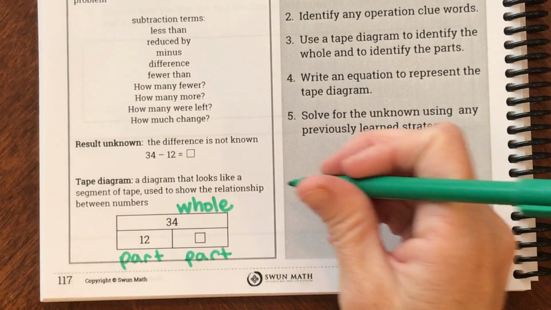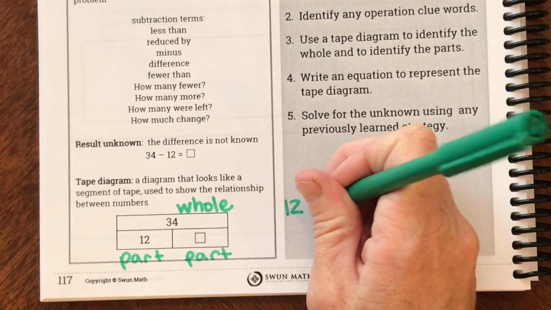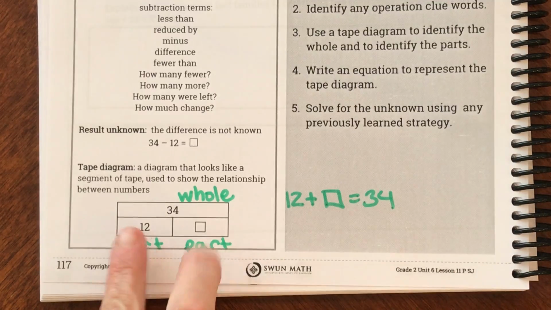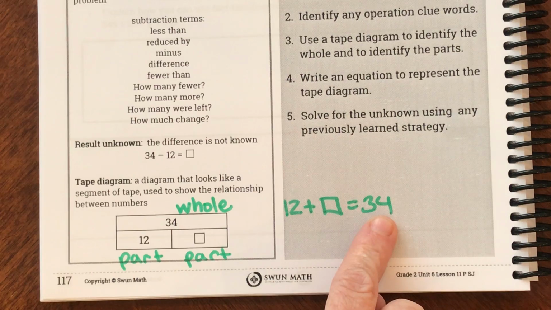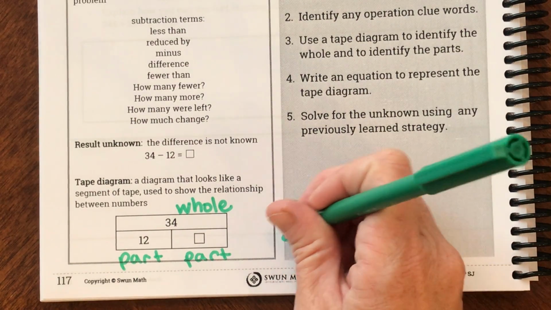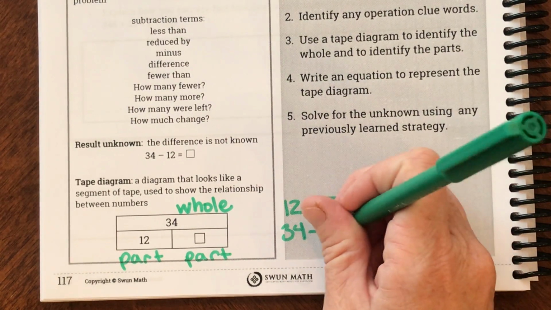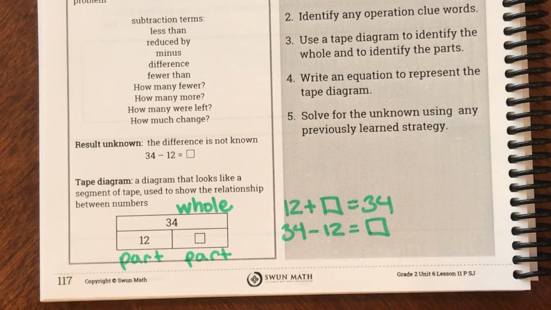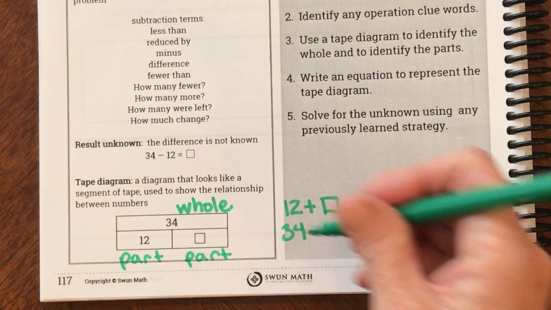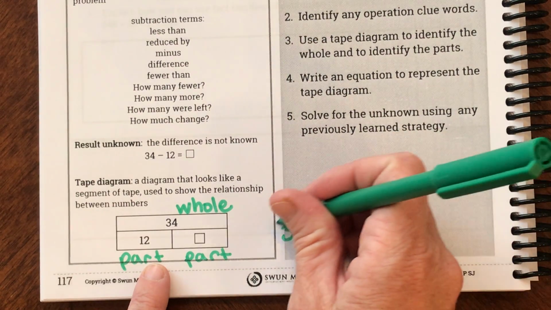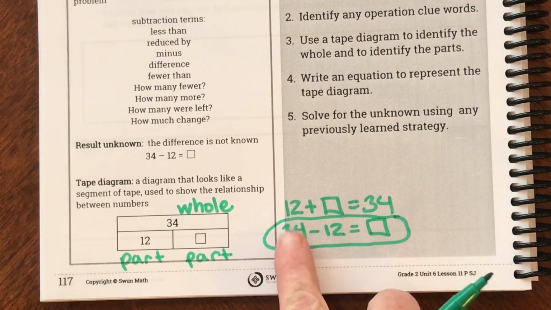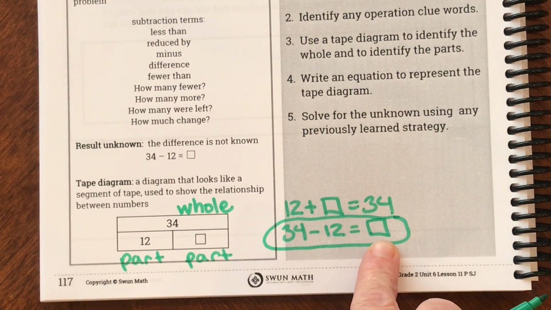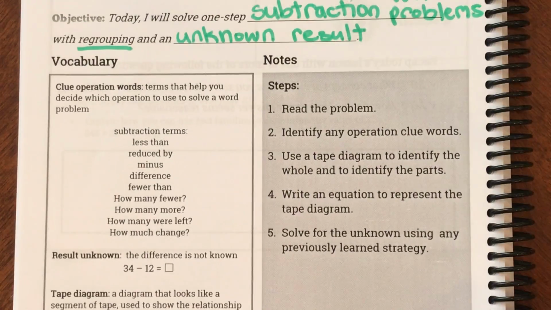So if I looked at this, I could say 12 plus my part has to equal my whole. So my two parts have to equal my whole, or I know that my whole take away one of my parts has to equal the other part. And because today we're going to be doing subtraction, this is the one that we're going to be using, boys and girls. We're going to say that the whole take away one of the parts has to equal our other part. Okay, so let's look at our steps.